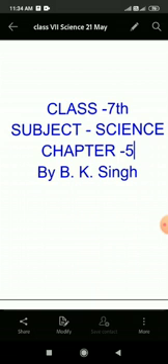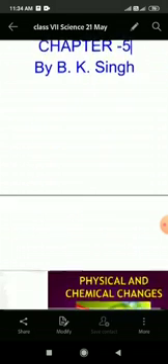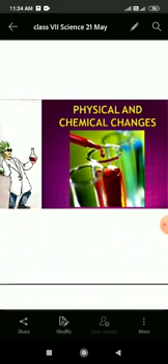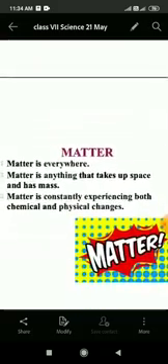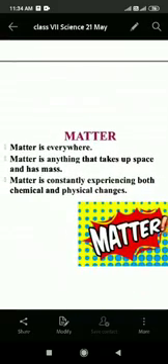Students, today we are going to start our new chapter, chapter number 5, and the topic is physical and chemical changes. So, students, in this chapter, we'll understand physical and chemical changes. To understand this one, we should know matter also.